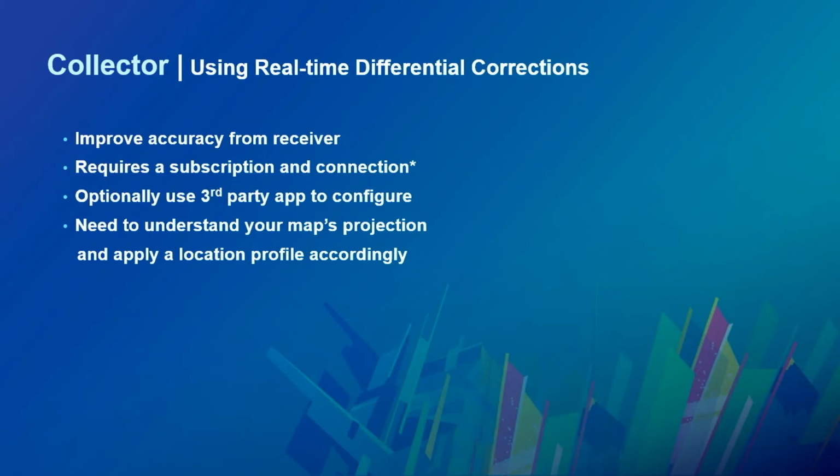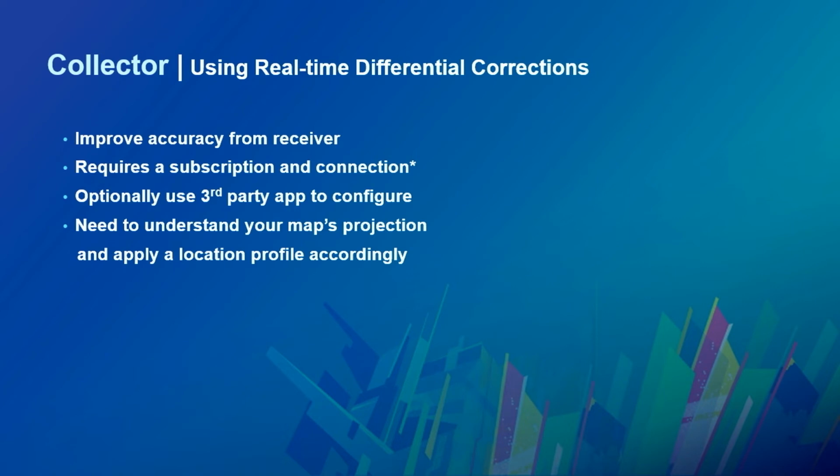So, back to real-time correction, differential corrections. Again, we're going through considerations to be thinking about before, or if you're already in the middle of, a high accuracy collection. Obviously, we know that these improve accuracy from a receiver. That's why we want to use them. But a lot of them require a subscription or a connection. You may be in an environment where you don't have a cellular connection, so using an NTRIP connection to a base station isn't going to work for you because you're not going to have cell coverage.